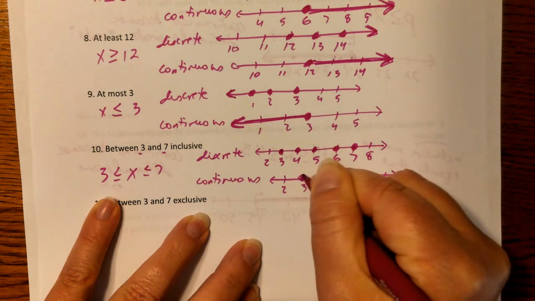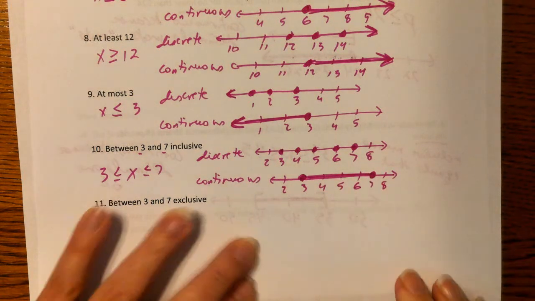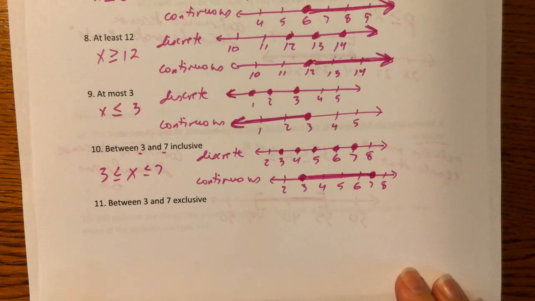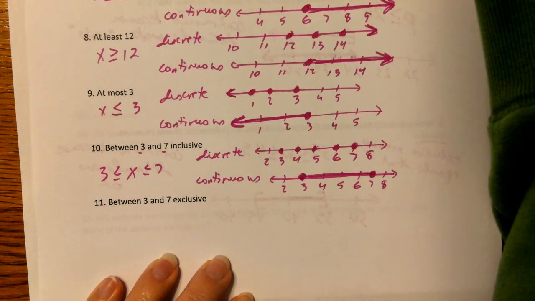then we still color the 3 and the 7, but we color all the numbers in between, all the decimals and fractions. So maybe this is, if an item weighs between 3 and 7 pounds, so 3.5 would be in between. Okay, so that would be a continuous situation.